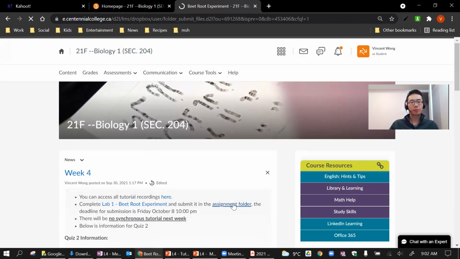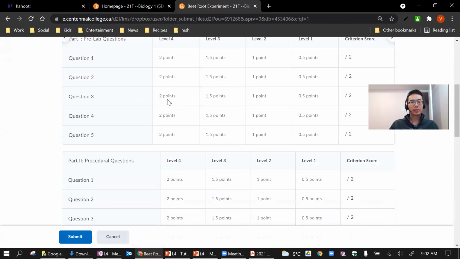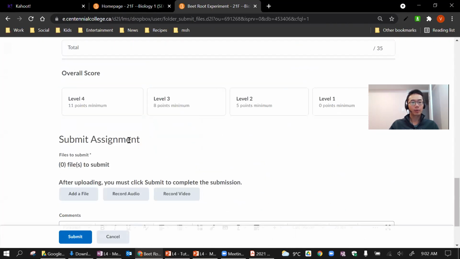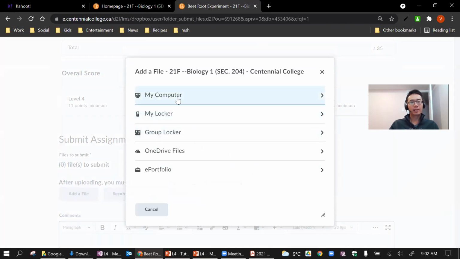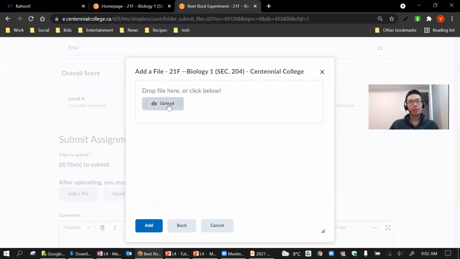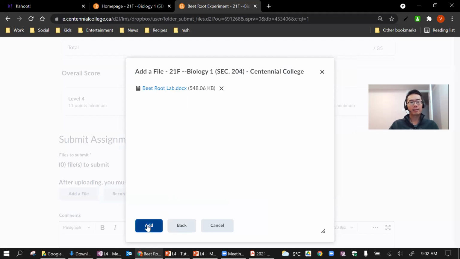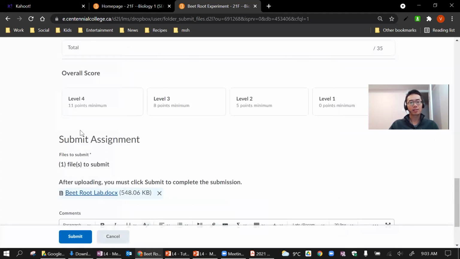So you click in the assignment folder, and you will see that you can submit it. You scroll all the way to the bottom. You say add a file, and then from my computer, and wherever you saved your file, whether on the desktop or in the folder, you just drag it in, and then you say add. Do you guys understand? For example, this is the one that I have, the Beetroot Lab, the one with the answer. You drag it in like that, and then you click add. Let's do that and see what happens.